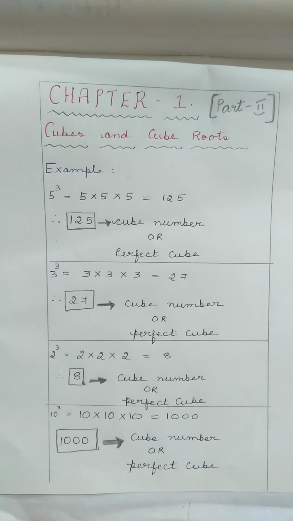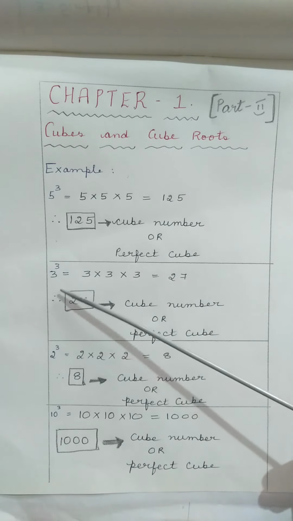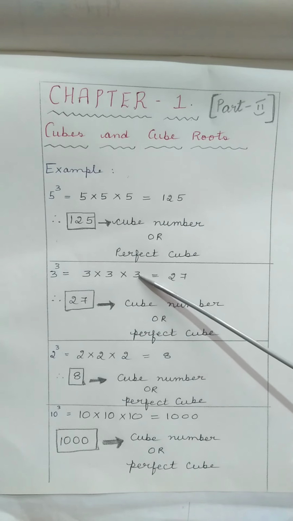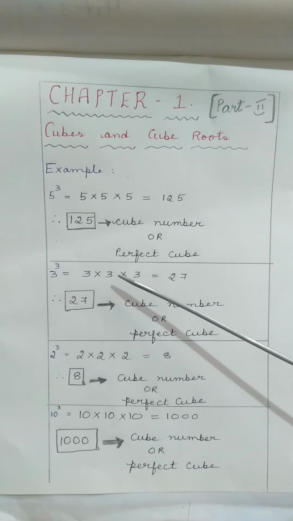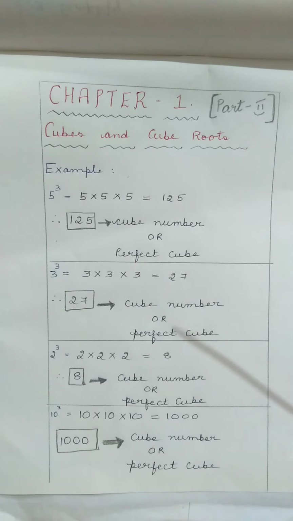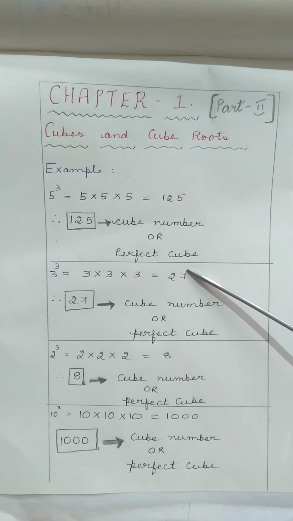So consider the next example, children. We have 3 cube. Again, 3 is multiplied by itself 3 times. Therefore, the final answer is equal to 27. That is, 3 cube is equal to 3 into 3 into 3. When we multiply, we will obtain 27 as the answer. And this 27 is called a cube number or perfect cube.